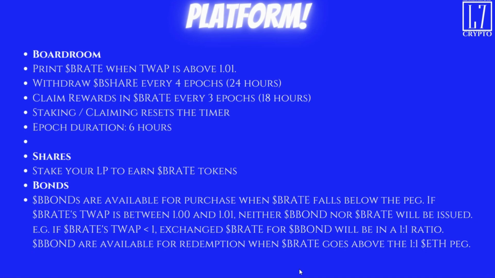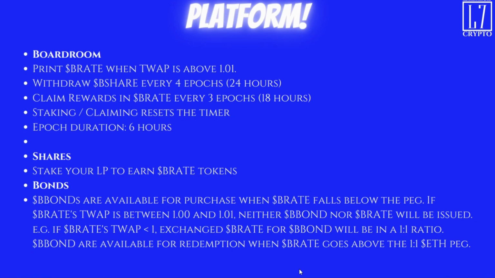The boardroom. We're going to print your B rate when the TWAP is above $1.01. You can withdraw your B shares every 4 epochs. You can claim your rewards in B rate every 3 epochs, which is 18 hours. Staking and claiming resets the timer. Ensure you overstand that. So if you go in there and you pull your claim out or whatever dividends you have, that's going to reset your clock to start all over again. Each epoch is 6 hours in duration.